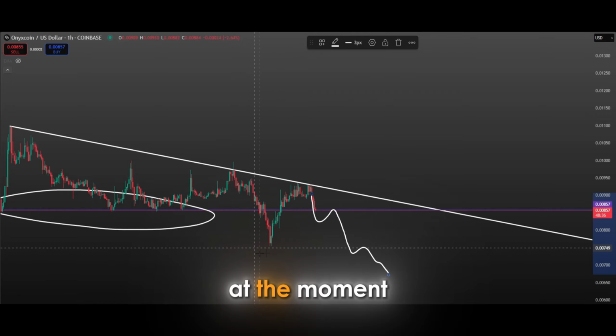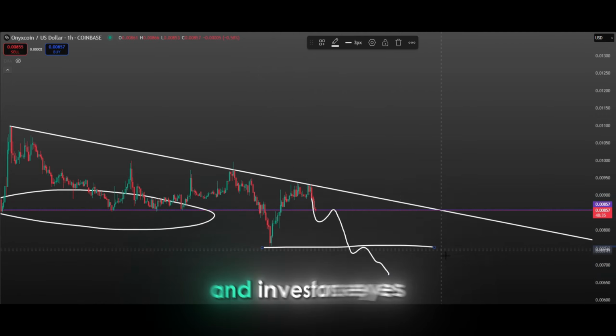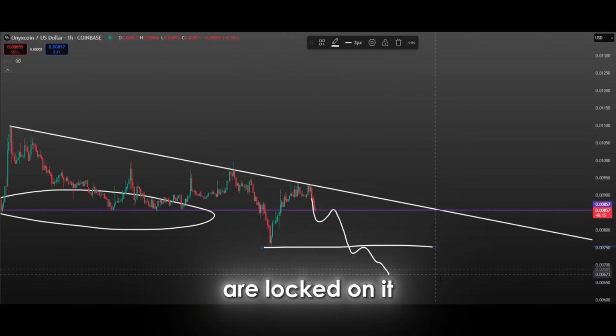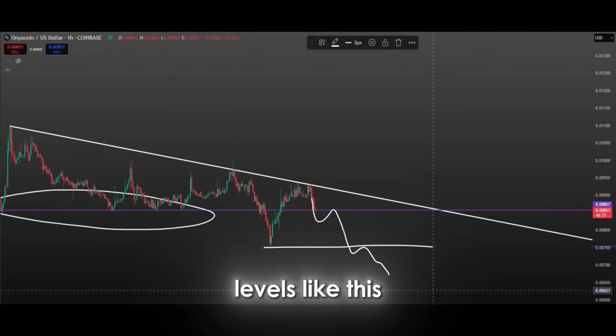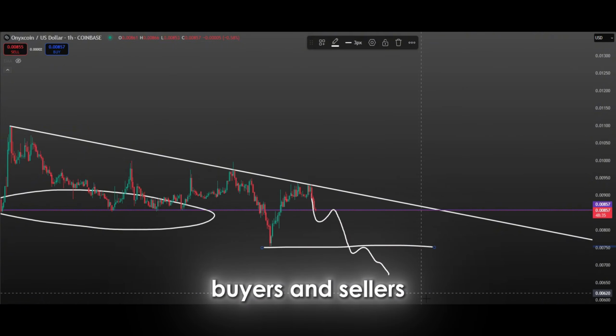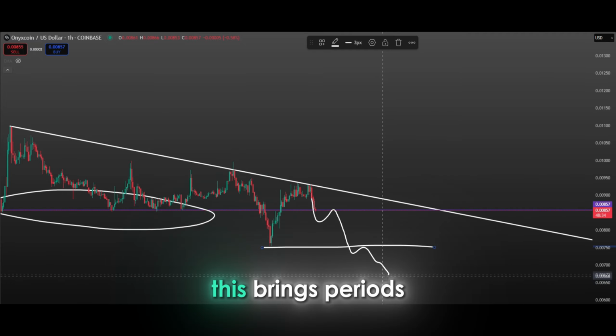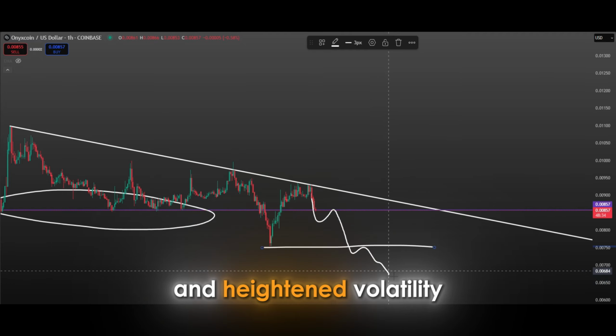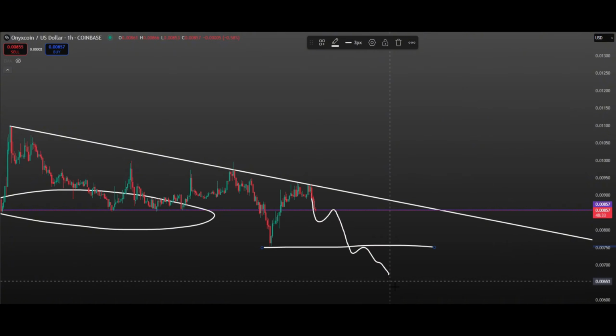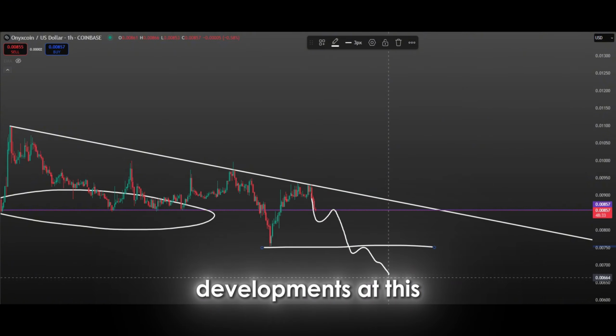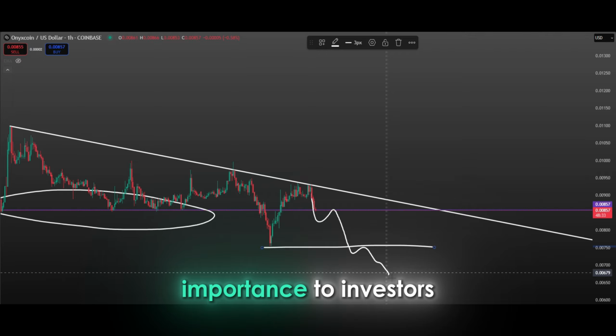At the moment, the price has touched this level, and investors' eyes are locked on it. At critical support levels like this, it is common to see both buyers and sellers taking positions in significant volumes. This brings periods of increased price movement and heightened volatility. For this reason, developments at this level are of great importance to investors.